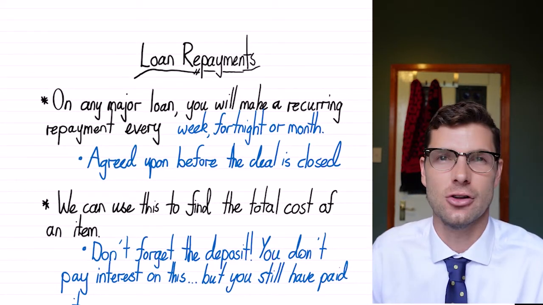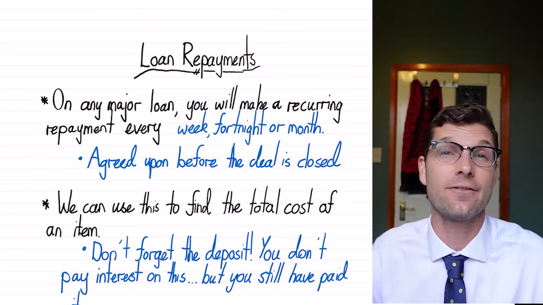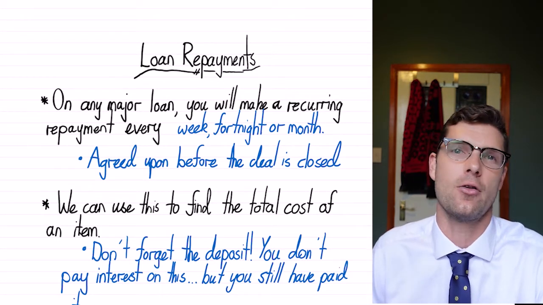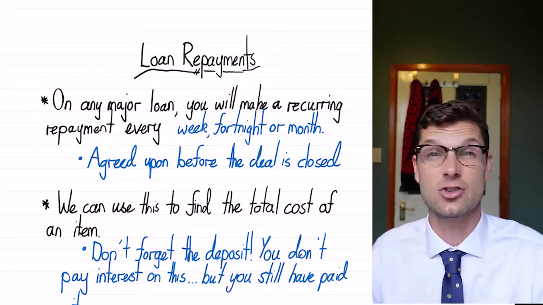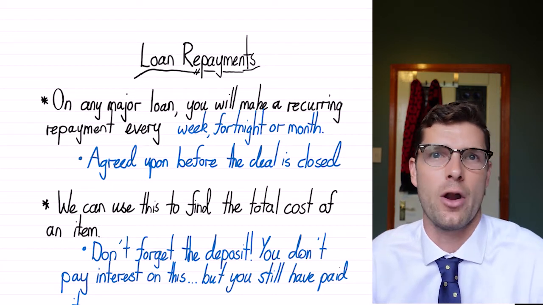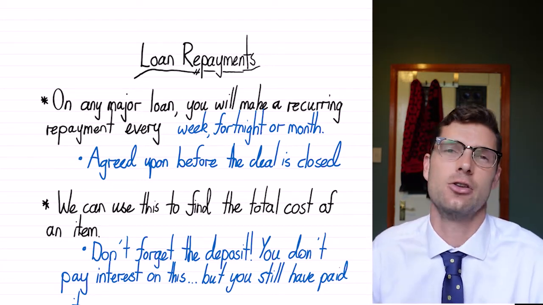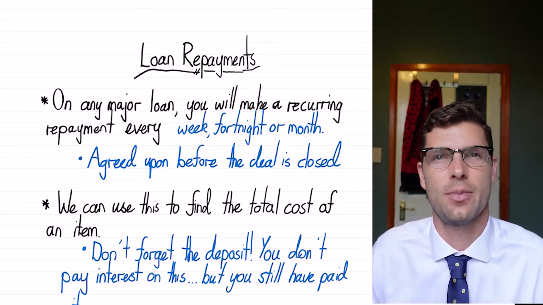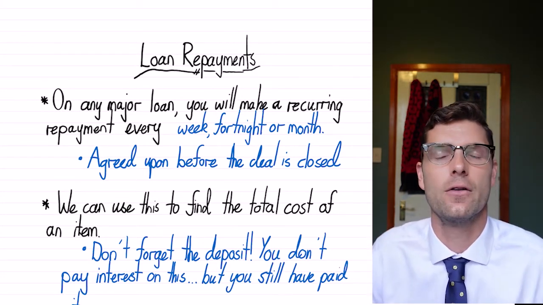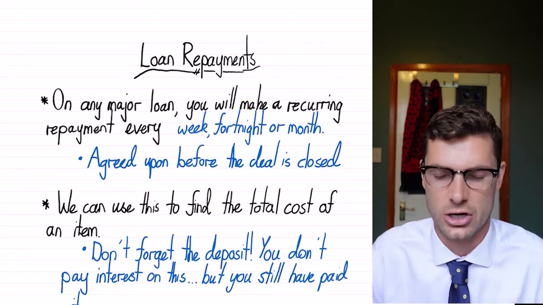So on any major loan that you take out, you're going to have to pay it back in a recurring amount either every week, fortnight or month, right? And this is all agreed upon before you get given the thing you want to buy. So if you buy a car, you'll have to sign a contract at the car dealership. And if you are buying a house, all of these terms and conditions are in the mortgage agreement.